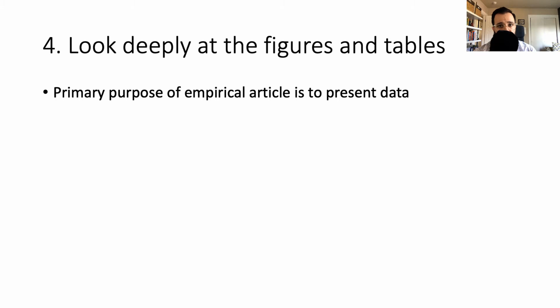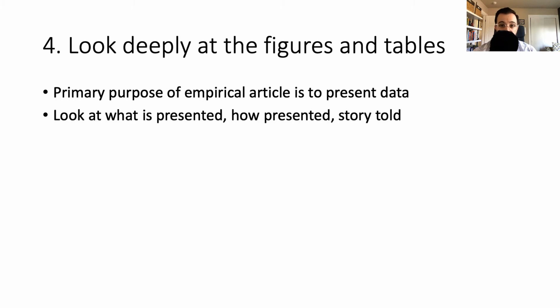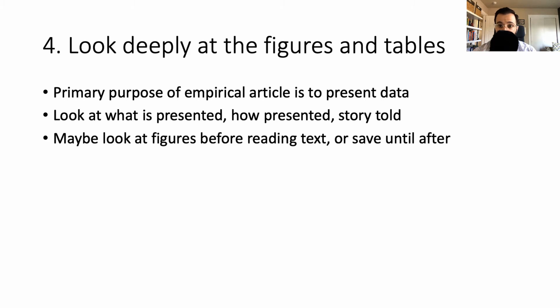Number 4, look very deeply at the figures and tables. Particularly if you are reading an empirical article, the primary purpose of that article is to show you the data. The reason those authors wrote that paper was to tell other people about the data they collected. And so in order for them to explain and show the data, they put together some figures and tables. So you should look deeply at what they put in them and how they put them together. So what's in them, what might be missing from them, how they're presented, what story they tell.